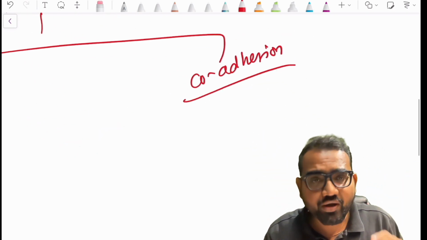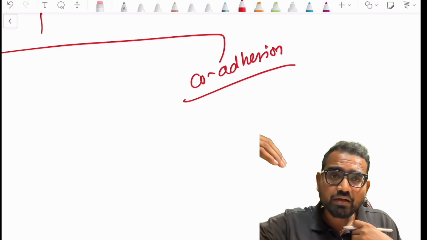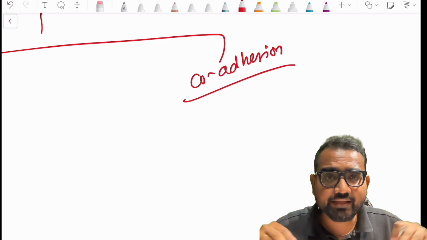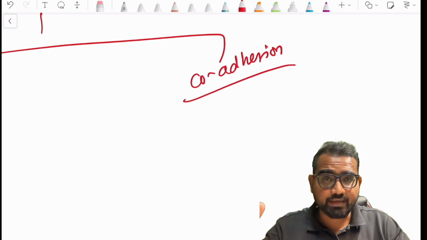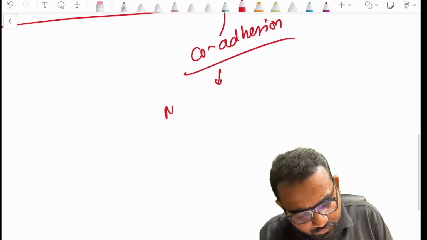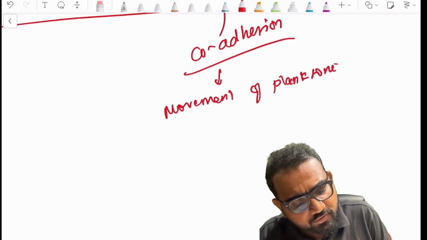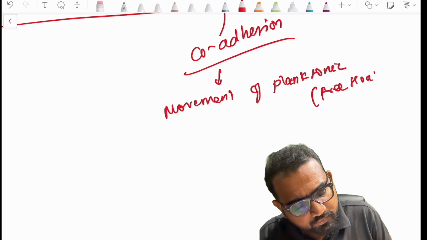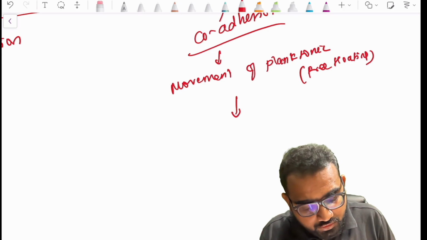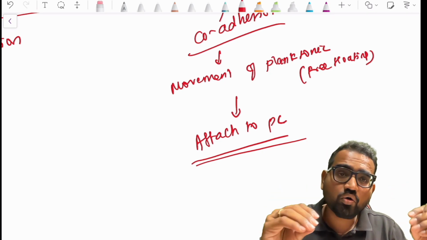What co-adhesion means is very simple. Imagine I am a bacterium allowing another bacterium to sit on me; that is co-adhesion. It is the movement of free-floating bacteria, which we call planktonic bacteria, to sit over the primary colonizers. Planktonic means free floating. So the movement of the planktonic, free-floating secondary colonizer bacteria to attach to the primary colonizers is called co-adhesion.